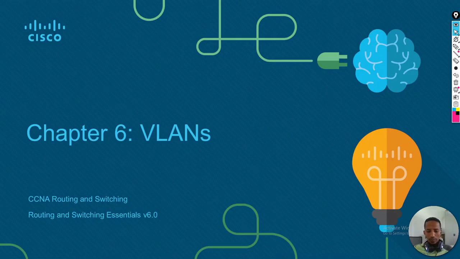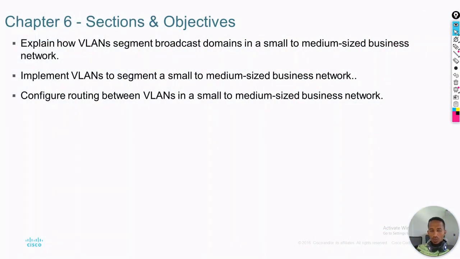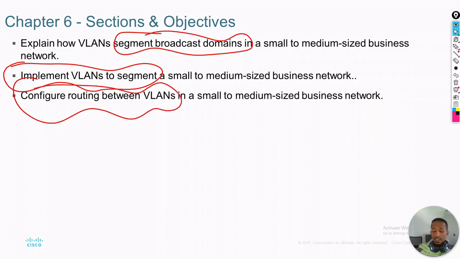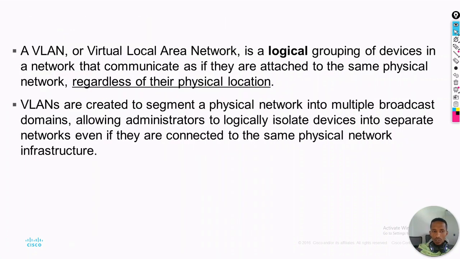So let us discuss VLANs. Why do we need VLAN? VLAN is used for segmenting a broadcast domain. That's one critical point. First, we'll discuss the purpose of segmenting a broadcast domain. Then we'll see how we implement VLANs to segment. Then we'll configure communication between VLANs. How we achieve those will be discussed.